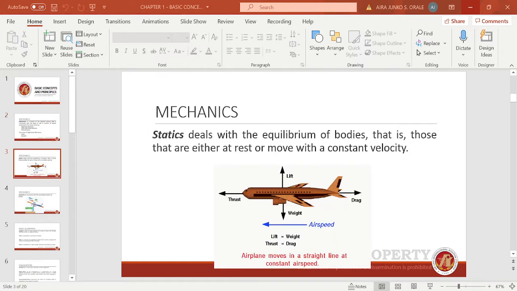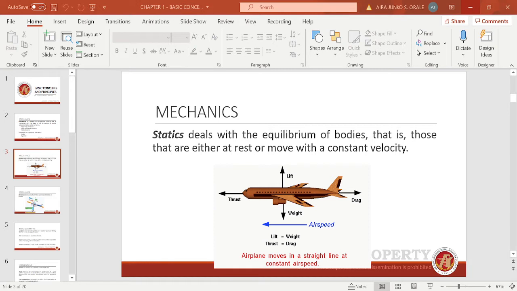So statics means the condition where there is an equilibrium of bodies, or the forces are equal from all directions. By definition, statics deals with the equilibrium of bodies, that is, those that are either at rest or move with constant velocity. You can see the picture.